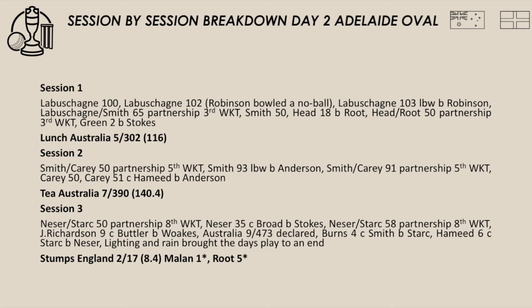So very handy partnerships there for Australia on Day 2. I thought the late order hitting of Nesser and Stark was excellent. Their partnership of 58 was a very handy partnership for Australia in terms of getting Australia to that 473 score. And obviously Steve Smith was able to declare, and Australia's bowling under lights was superb.